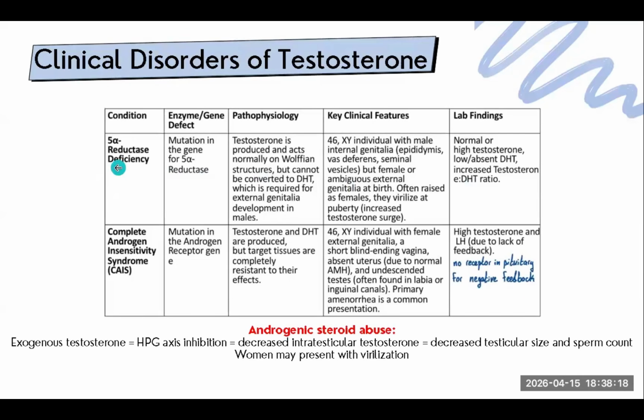Now, let's talk about clinical disorders of testosterone. The first one is 5-alpha reductase deficiency. We also have CAIS, complete androgen insensitivity syndrome. Now, I want you guys to go all the way back to when we were discussing the fetus and testosterone producing the male internal, whatever. Okay?